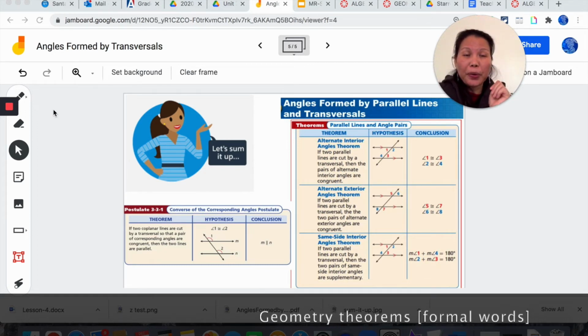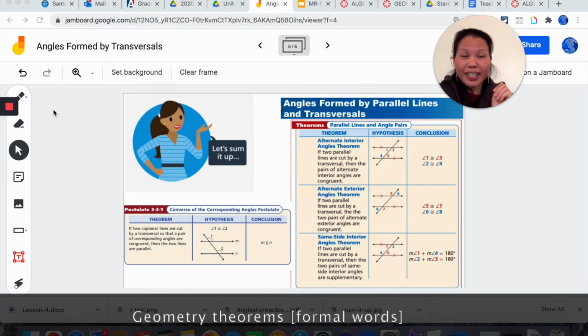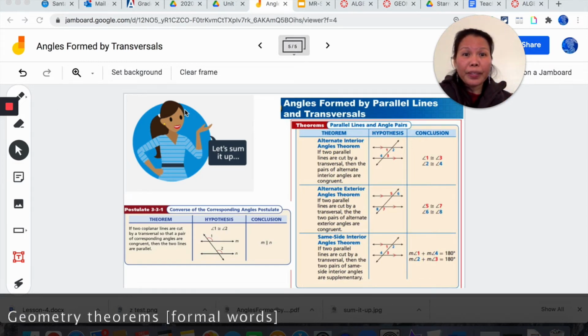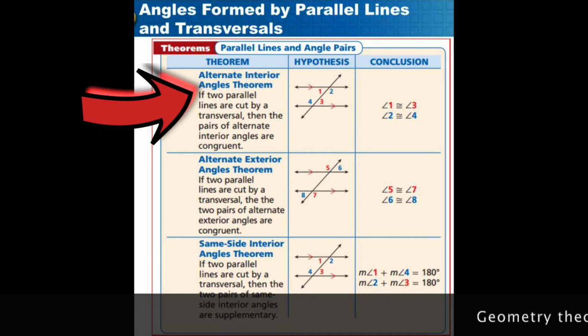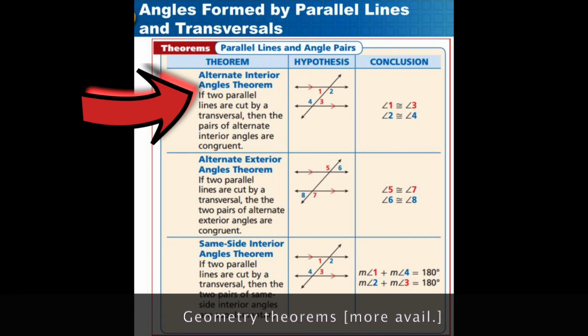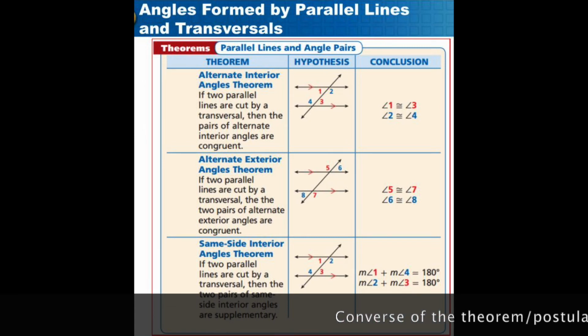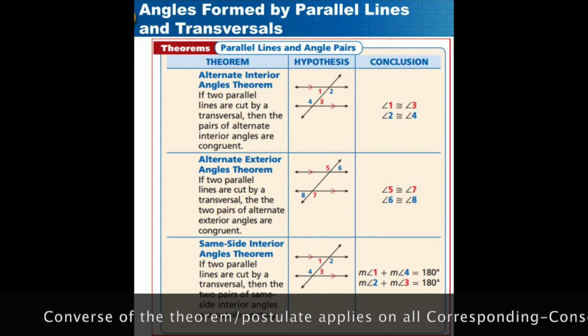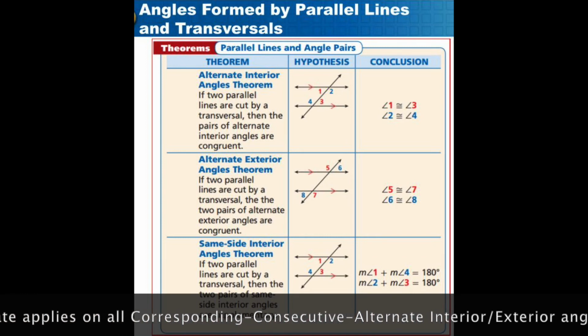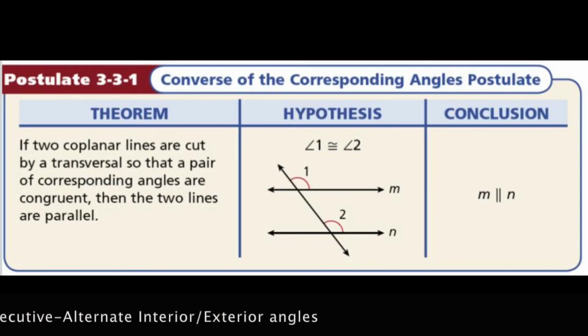Now, this is what you might see in the formal textbook on theorems about angles formed by the transversal and parallel lines. We have the alternate interior angle theorem. If two parallel lines are cut by a transversal, then the pairs of alternate interior angles are congruent. We can also go back and say this is the converse of the theorem. If the angles are congruent, we can go back and prove that the lines are parallel.